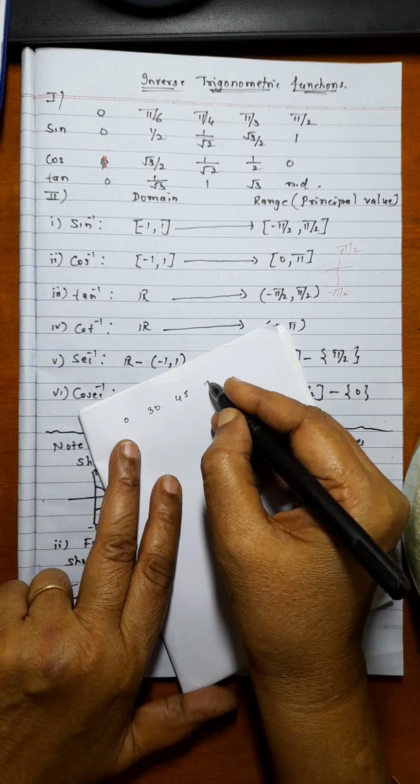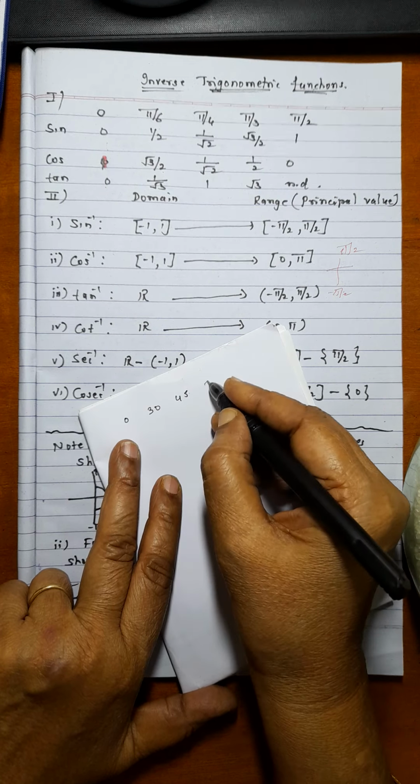See, 0 upon any number is 0. Square root of 0 is 0. This is 1 upon 2. This is 1 upon root 2. This is root 3 by 2 and this is 1. This is how we remember sine. Once you know sine, you can find out any other.